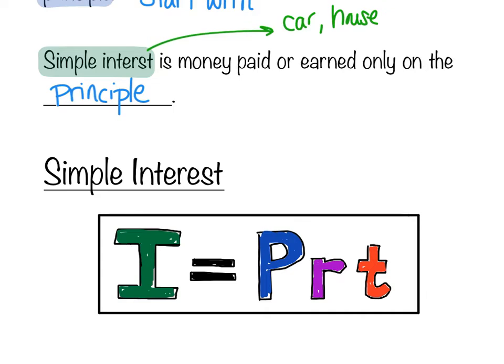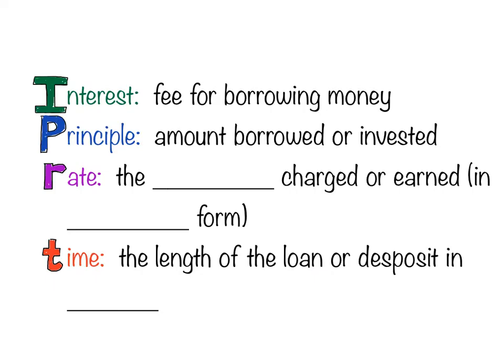So for the first few problems we're going to do, we're actually going to be able to use the principal, the rate, and the time to find the interest. Now, because these letters are being squeezed together, we can see that we would just multiply the P, the R, and the T variables together, the numbers we're going to plug in for them, and that's going to give us the interest.